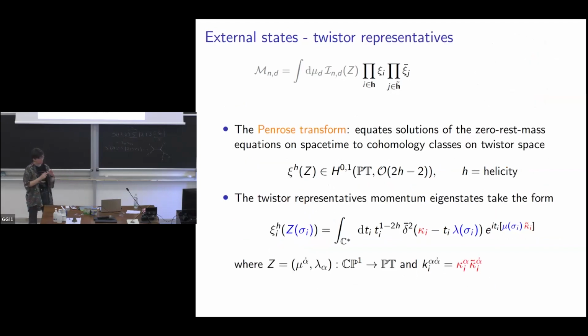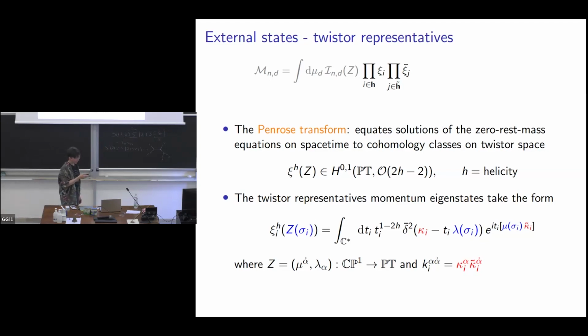The external kinematics are encoded in these objects here, which are Penrose transforms of the momentum eigenstates of our external particles. The Penrose transform states that solutions to the zero rest mass equations on space-time can be thought of as cohomology classes in twistor space, and for momentum eigenstates, we can choose this representative, for example, where this is our map, and these kappa i's are our external momenta written in spinor helicity variables. Okay.